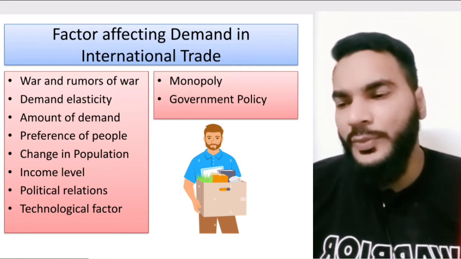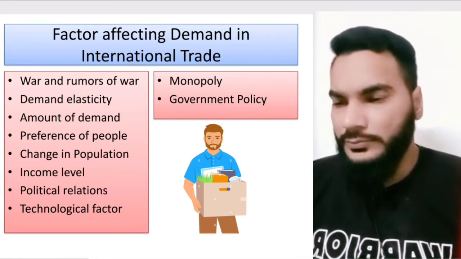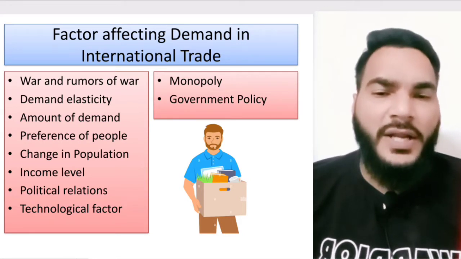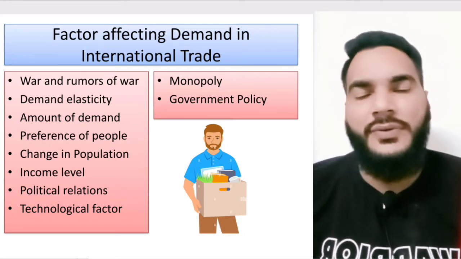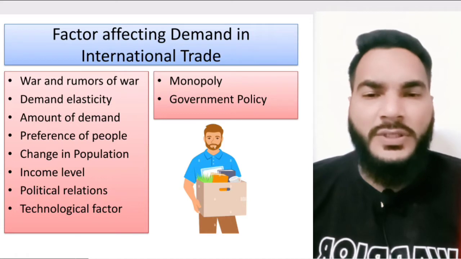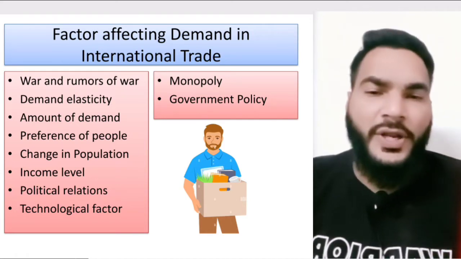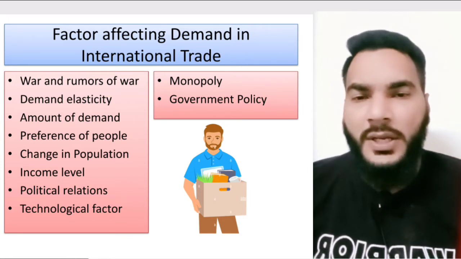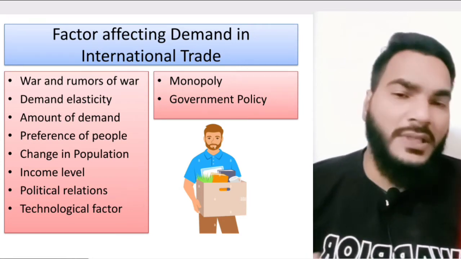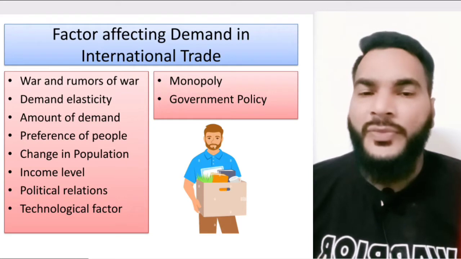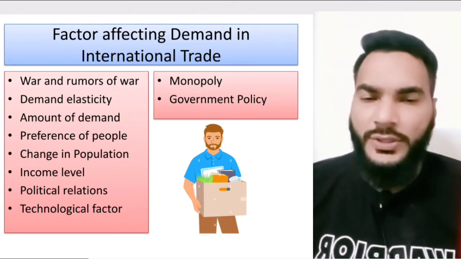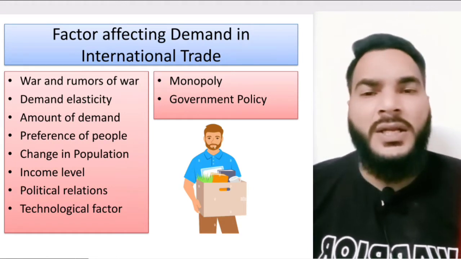Then we have government policy. In the next chapter we will see that we have different kinds of policies. We have free trade policy, and we have protective trade policy as well. If the government follows protective trade policy, it will directly affect your international trade, as charges, rates or taxes will be applied on that product, and that product will become very costlier. So it will also affect in the same way.